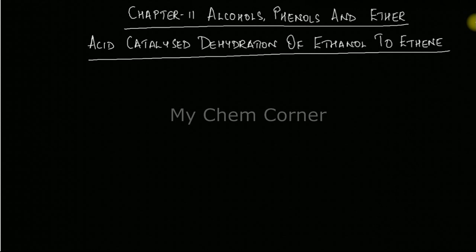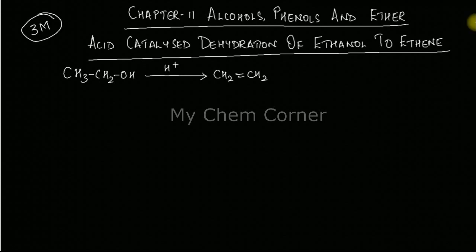So let's see what the basic equation is. Here we have ethanol, which is CH3CH2OH. This is going to react with H plus, which is the acid. This is going to form ethene, which is CH2=CH2. So this is the final reaction for which we are going to put down the mechanism. Now, if you are studying for PUC, this is going to be a proper 3-mark question from the chapter, which is there as a compulsory question.